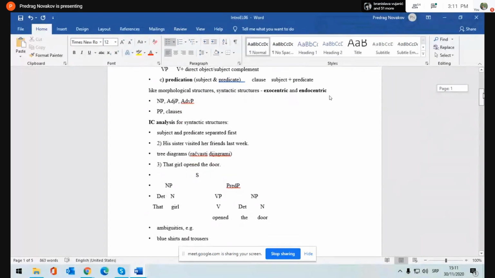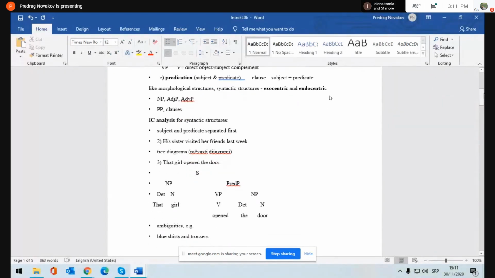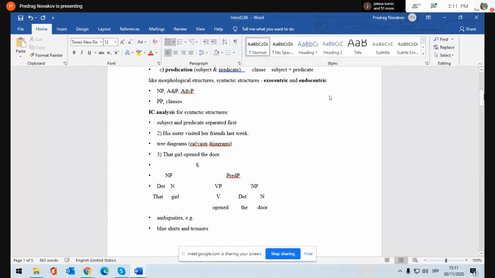Now, something we already mentioned, so we can simply apply it in syntax as well. We mentioned endocentric and exocentric; you probably remember compounds in morphology. But we can also use it in syntax for syntactic structures. So what about the first group: noun phrases, adjective phrases, adverbial phrases? The second group: prepositional phrases and clauses.